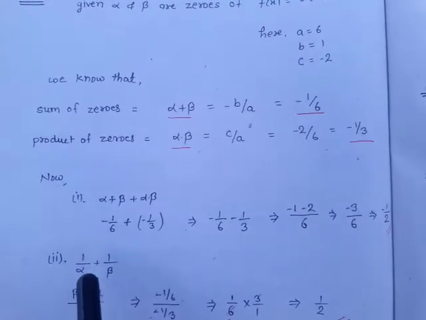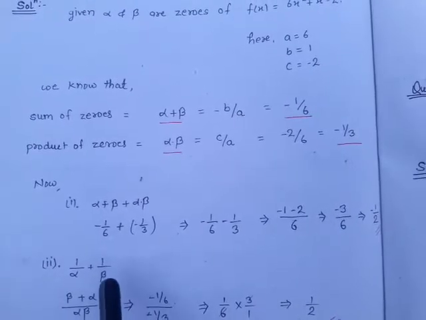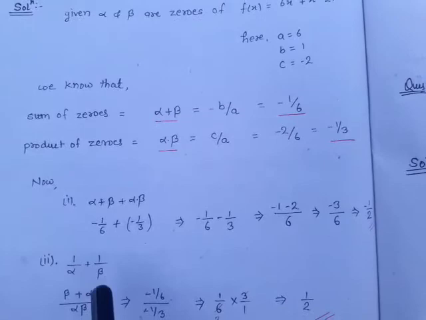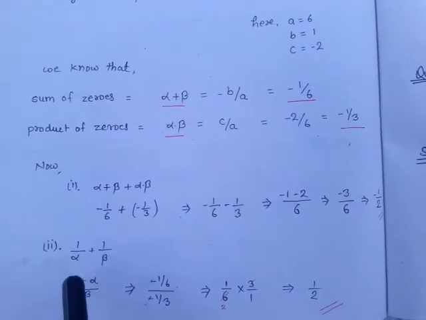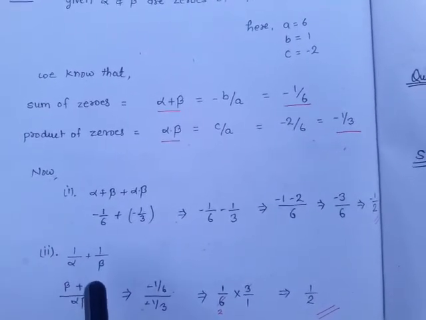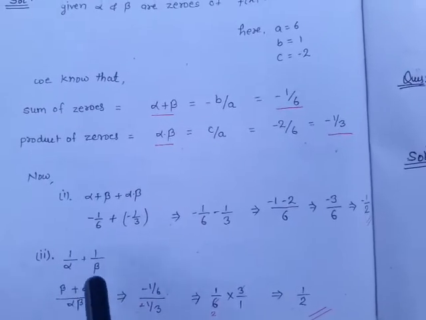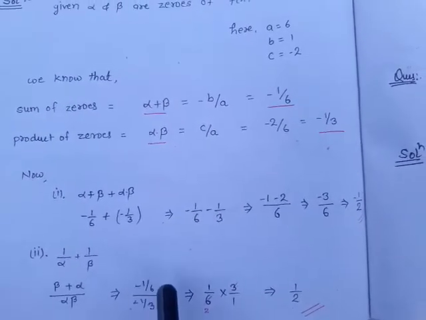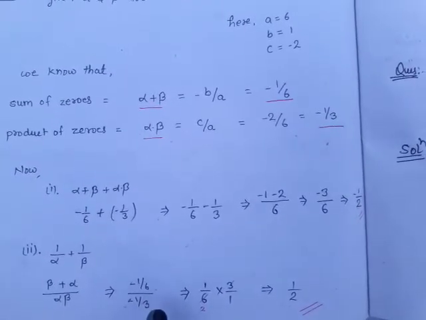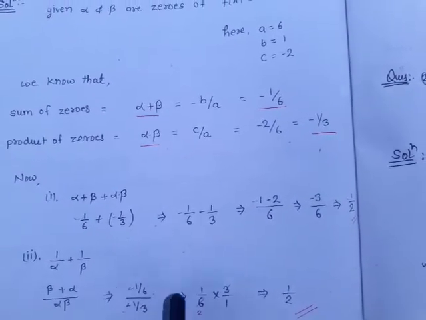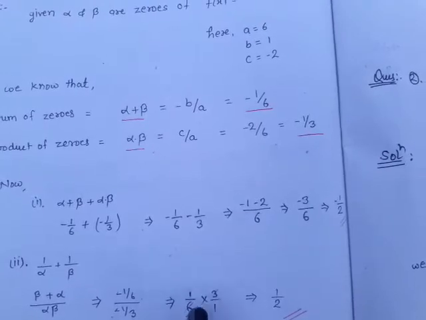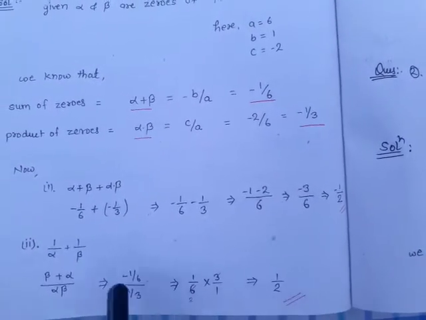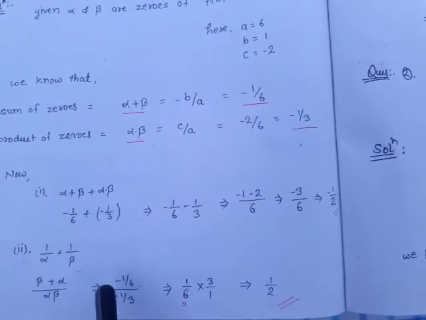For the second one, 1 upon alpha plus 1 upon beta. Solving this, first we simplify it. Taking LCM alpha beta, we get beta plus alpha upon alpha beta. Beta plus alpha and alpha plus beta are the same. Alpha plus beta value is minus 1 by 6, putting in the numerator minus 1 by 6, and in the denominator minus 1 by 3. Minus minus cancel out and this converts into 1 by 6 into 3 by 1. Solving this we get 1 by 2. This is the value of 1 upon alpha plus 1 upon beta.